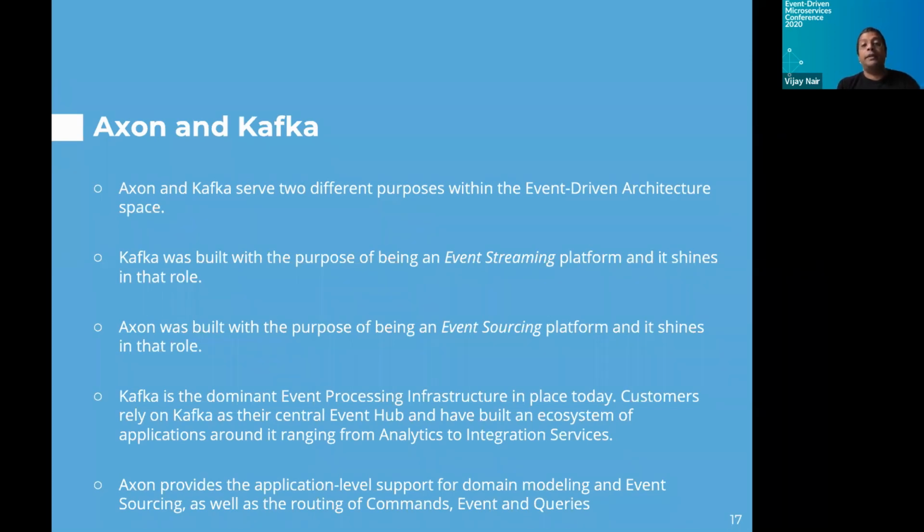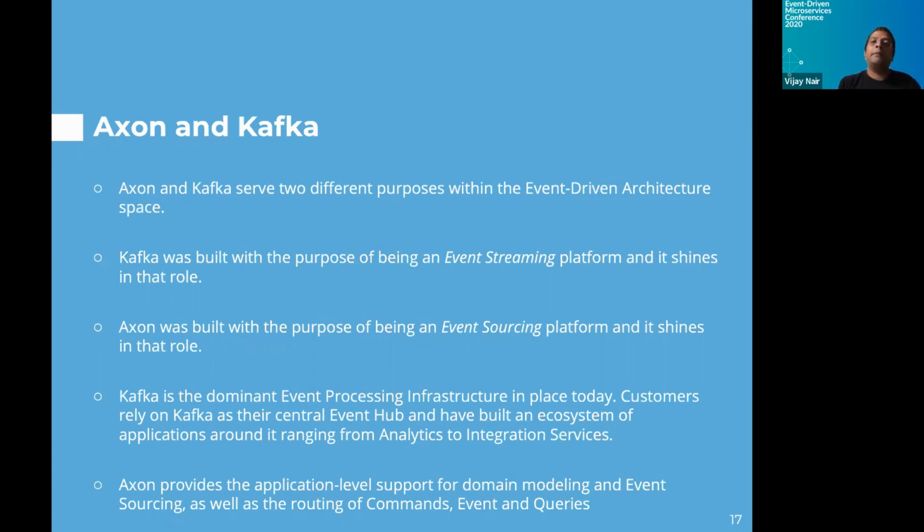Axon, on the other hand, was built with the purpose of being an event sourcing platform, and it shines in that role. The Axon suite provides you capabilities that help you roll out an event sourcing infrastructure from day one. You drop it in and you start building out your event sourcing capabilities, which is similar to Kafka. You drop Kafka in and you build your event streaming capabilities from day one.